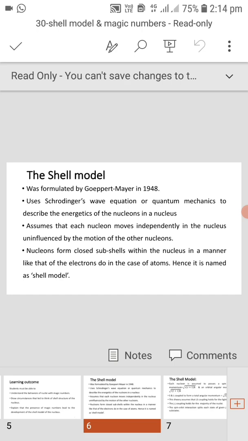This shell model was formulated by Maria Goeppert Mayer in 1948, and she uses the Schrödinger wave equation, or quantum mechanics, to describe the energetics of the nucleons in a nucleus. The model assumes that each nucleon moves independently in the nucleus, uninfluenced by the motion of the other nucleons. Nucleons form closed subshells within the nucleus in a manner like that of the electrons in atoms. Hence, it is named the shell model.